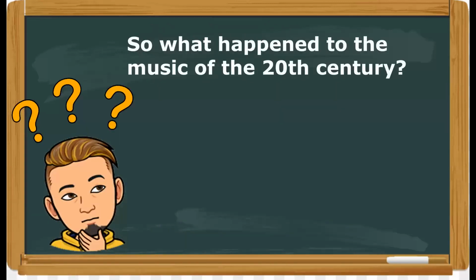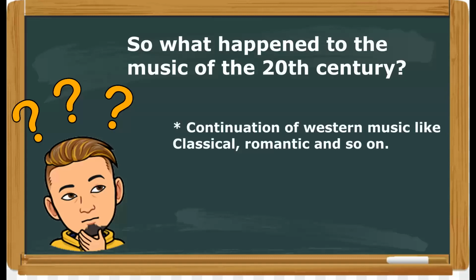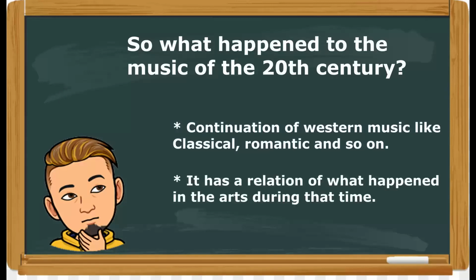So, what happened to the music of the 20th century? It started as a continuation of Western music like classical, romantic, and so on. Now, 20th century music has a relation to what happened in the arts during that time.